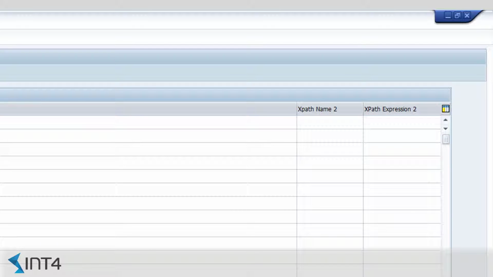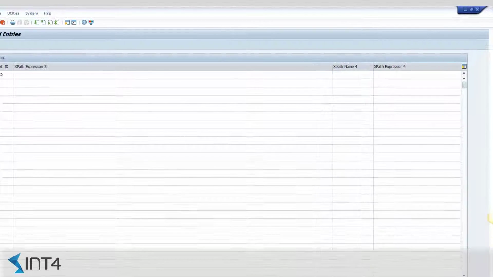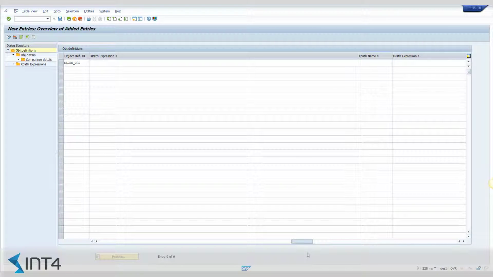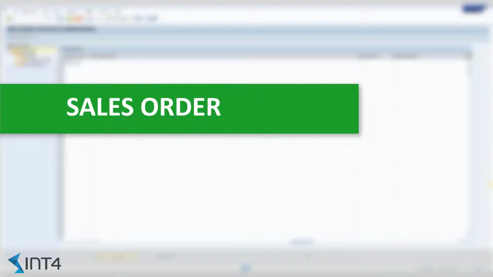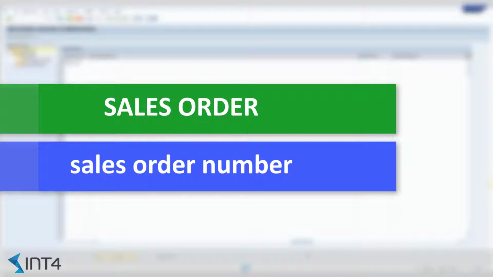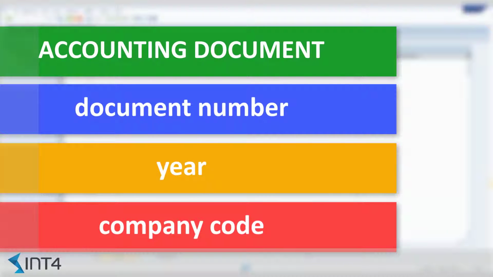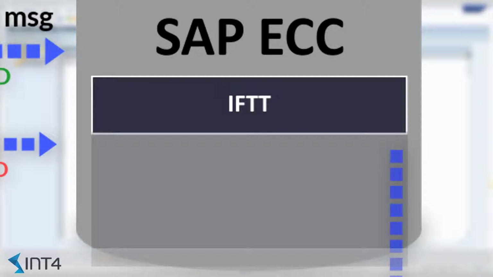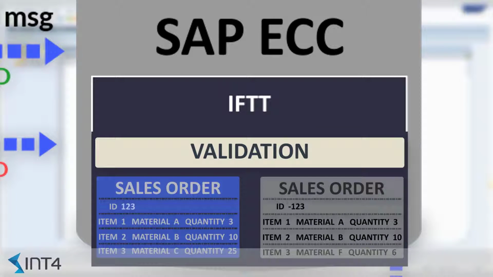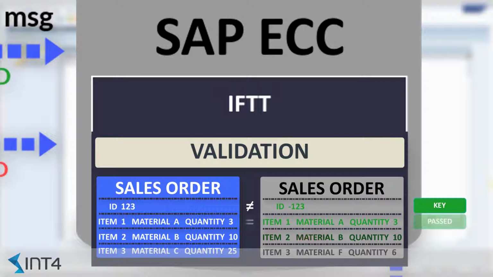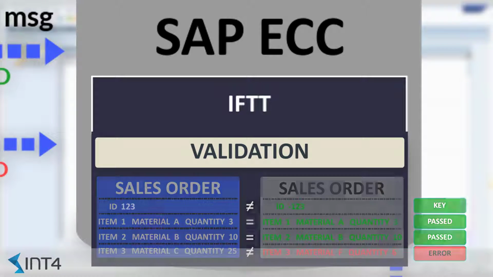As you can see, in the IFTT we can declare up to 4 different variables holding the values required to identify the document sent through the interface. In other words, the set of variables is the document's key. Accordingly, the unique key for the sales order document is the sales order number, while for the accounting document, those would be the document number, year, and the company code. This key is used to search the database for the final document, and it is also used to link different interfaces while testing complete business processes.